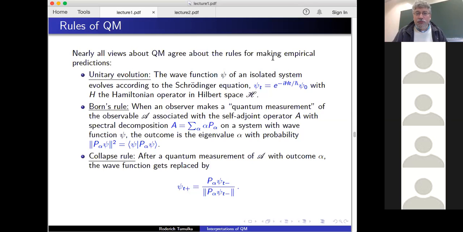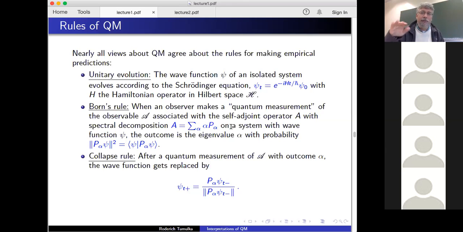Second rule, Born's rule. When an observer makes a quantum measurement of the observable script A associated with the self-adjoint operator A, which, let's say, has spectral decomposition given by this formula. Here, alpha are the eigenvalues of A. P alpha is the projection to the eigenspace of operator A with eigenvalue alpha. Here, I'm assuming that the operator A has discrete spectrum.